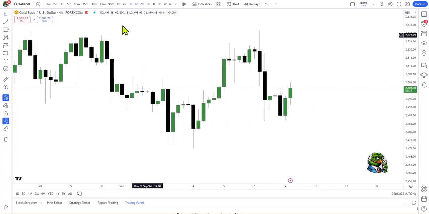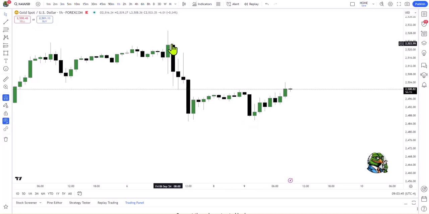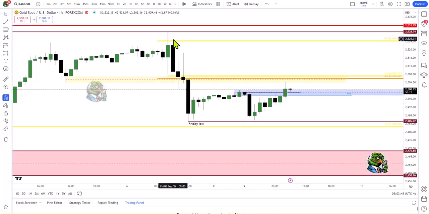So let's think about a target on this trade. I think what makes sense is these rejection blocks, okay? I think we will get above this high, right? So I'm going to be targeting this rejection block up here and there's a midpoint there.